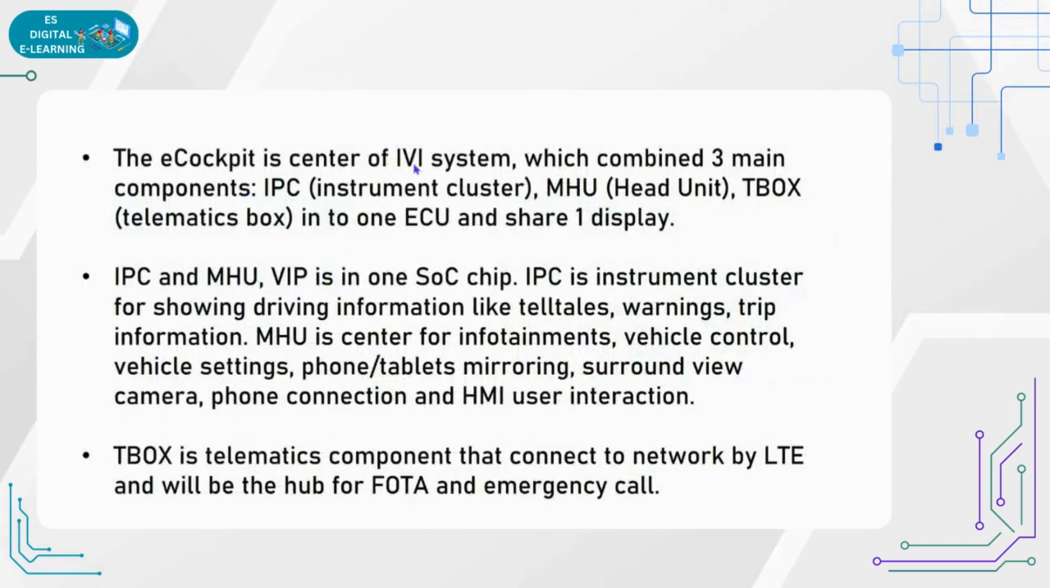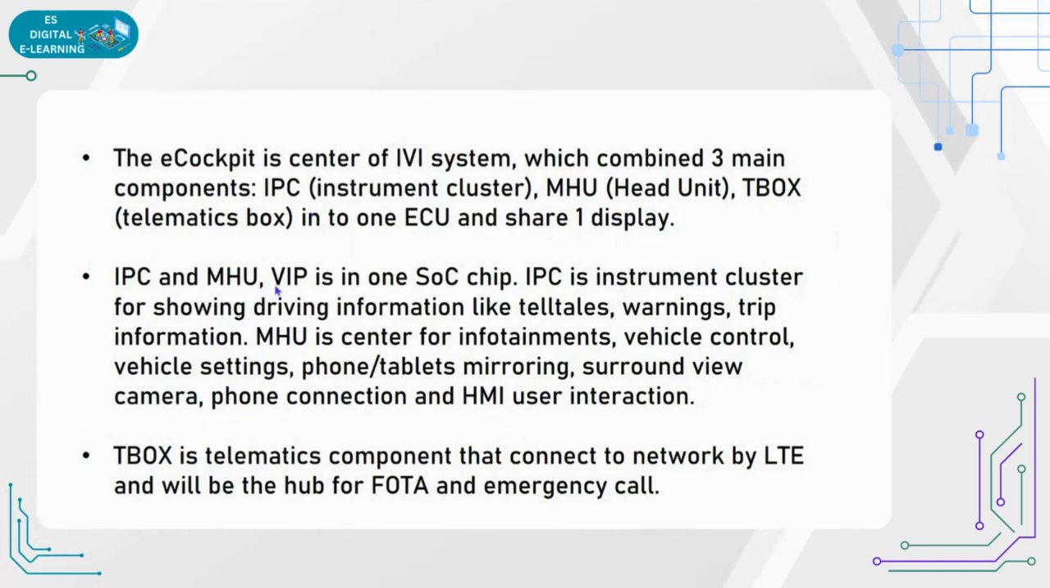So what is the e-cockpit for the IVI system? As we told, there are three main components. IPC is nothing but the instrument panel cluster, and MHU is the head unit, and T-box is the telematics box. So these three components are integrated. Initially we had a separate cluster, a separate MHU, and a separate T-box for telematics. They are combined into one ECU, and the combined ECU will give the information as one display. Is it clear?